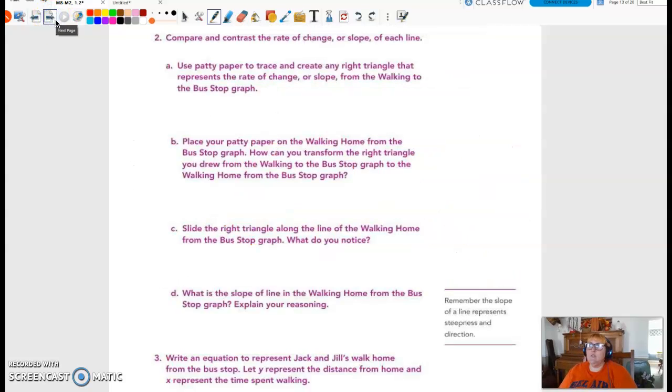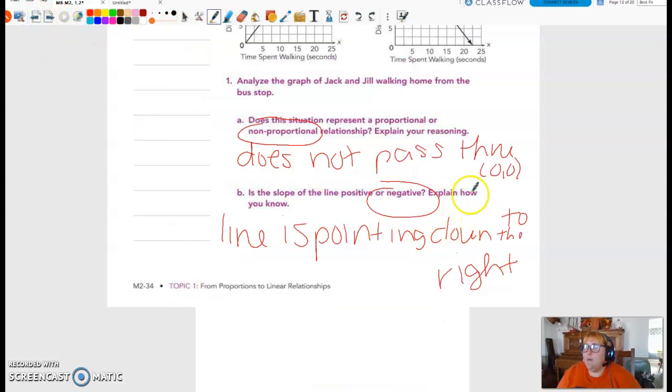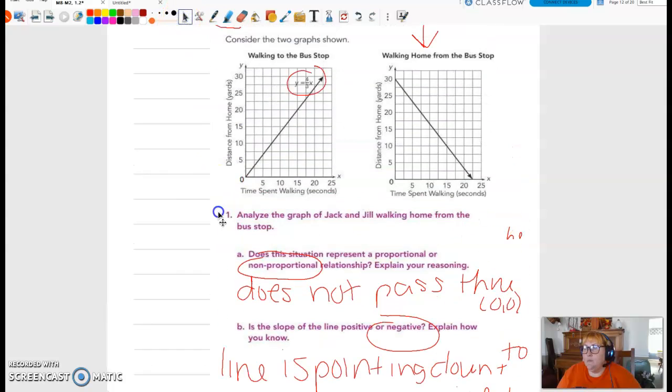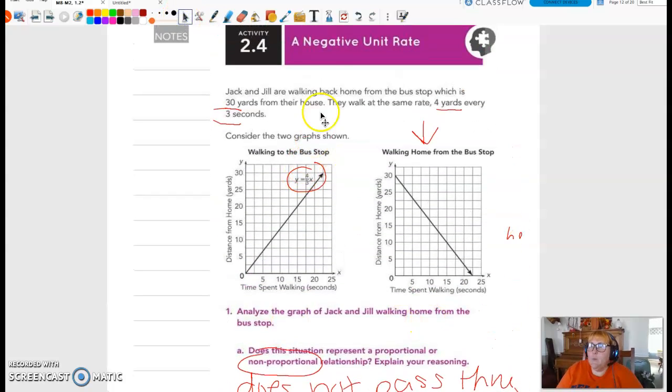Compare and contrast the rate of change or slope of each line. It says use patty paper and tracing the right triangles and find all of that. We're not going to do that. We're just going to find out what the slope is. So we're going to skip A, B, and C and find the slope. So what we're going to do is go back to that graph on the previous page, and we're going to find some points on this graph that we can use.